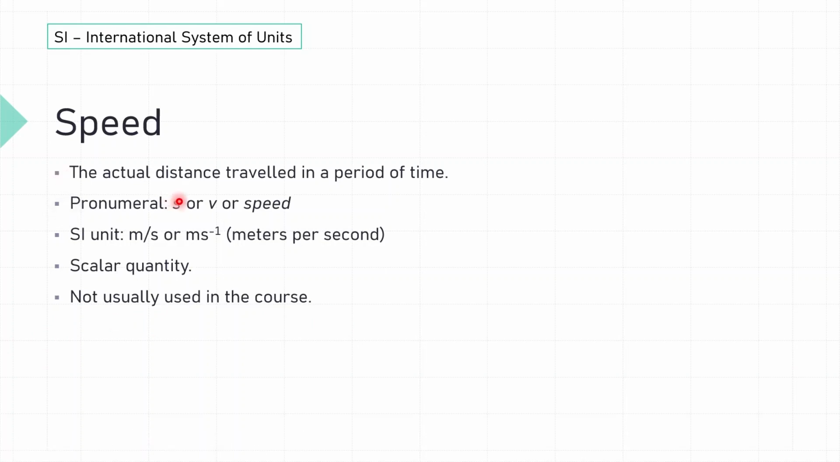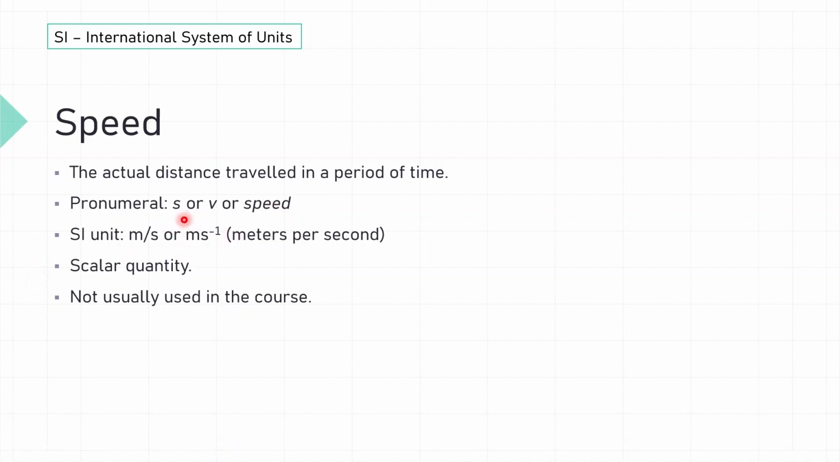So you may see speed as S, you may see it as V, but good general rule, if you're talking about speed or you're writing it mathematically, you're probably better off just writing it out because, again, it's not something that we look at too much, and that will hopefully avoid any confusion. Now, we measure speed in meters per second.